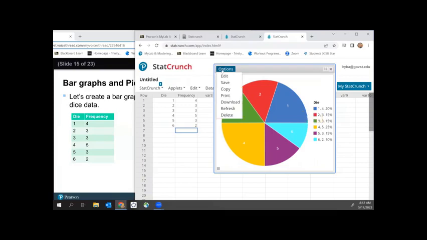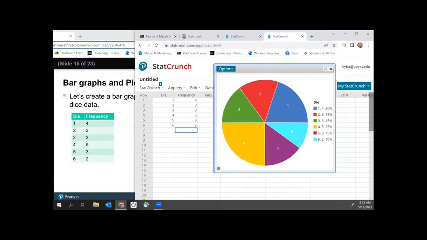So what you can do is go to options, and you can download it, copy it, or save it to your computer so that you can upload it as an image on an exam. If you ever have questions about that, just ask me. If this was a little too fast, you can always rewind it.